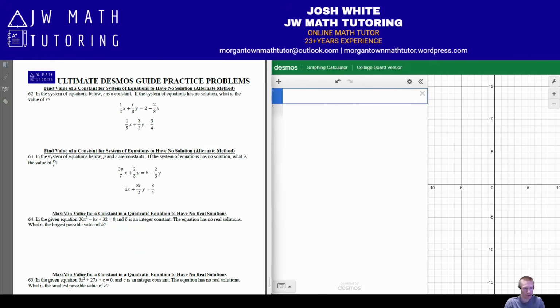All right, so first one I want to look at here is number 62 at the top of the page. This one has one constant, and what we need to do first is notice that there's an x term on the right side that we're going to need to move over to the left. So we would have to add 2/3 x to both sides before we could go ahead and set this up. Now on the right side, of course, this would cancel out and we're left with just a number. That's what we want.